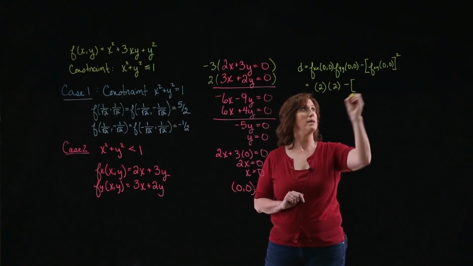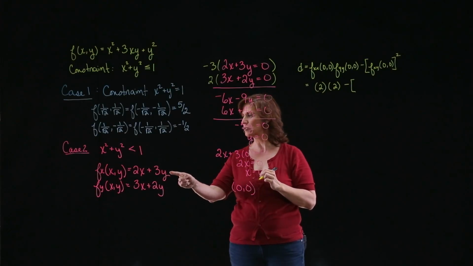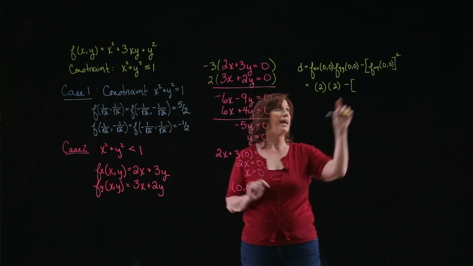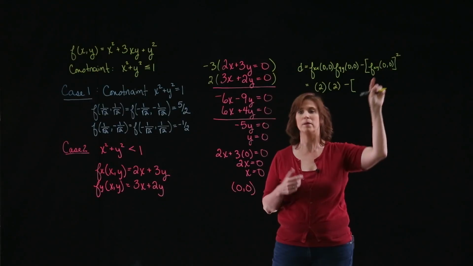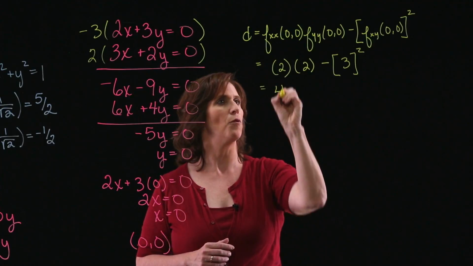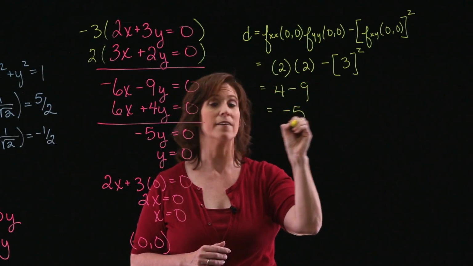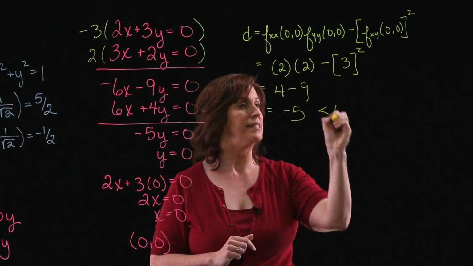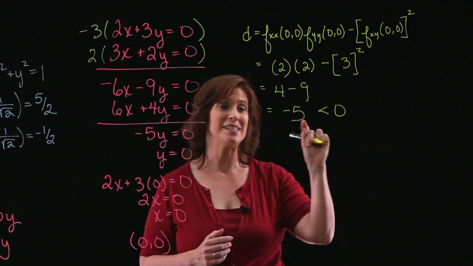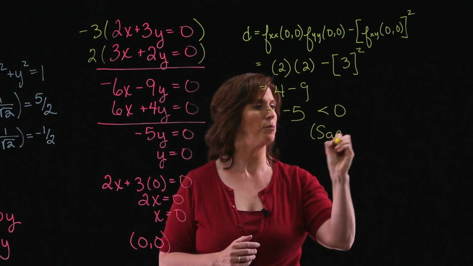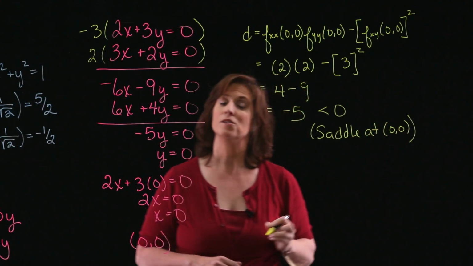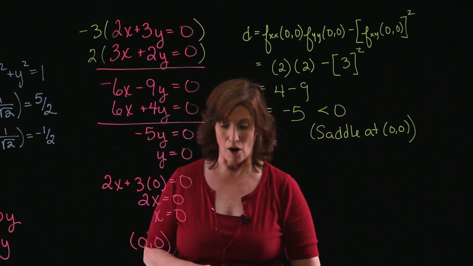I now need to calculate the mixed partial. So I'll go back to my partial with respect to x, and I'll differentiate with respect to y. That's going to give me a 3. And again, I'm interested in what happens at the point 0, 0, but it's always equal to 3. So that'll be a 3, and it's squared. So this is going to be 4 minus 9, which is a negative 5. Now, this value is definitely less than 0, which means there's not a minimum or maximum at 0, 0. This is a saddle point. So there's a saddle point at the point 0, 0. So that does not lead me to any extrema at all.